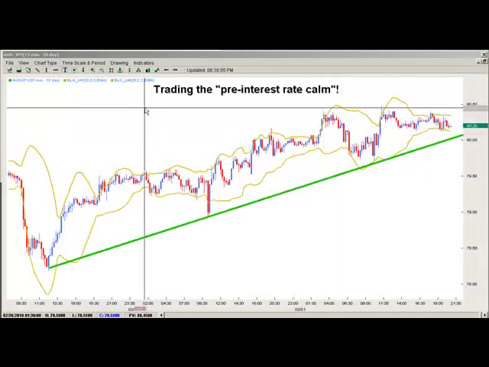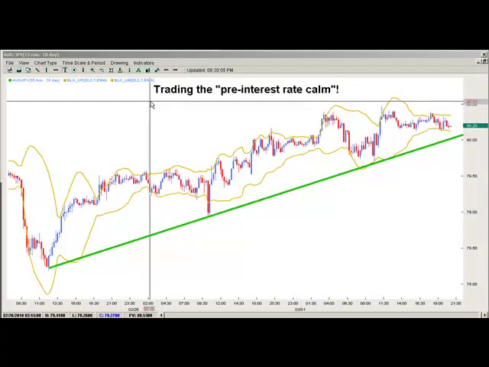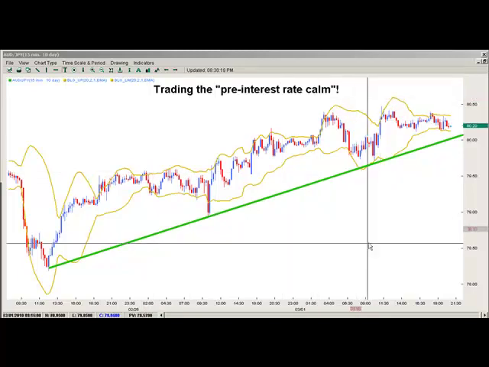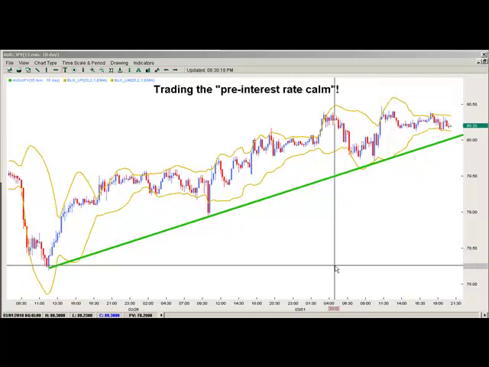Hi folks, this is Sean Hyman from Chart of the Day, and I just want to talk to you about trading the pre-interest rate calm. And what do I mean by that? Let's take a look here, and I'll show you what I mean.